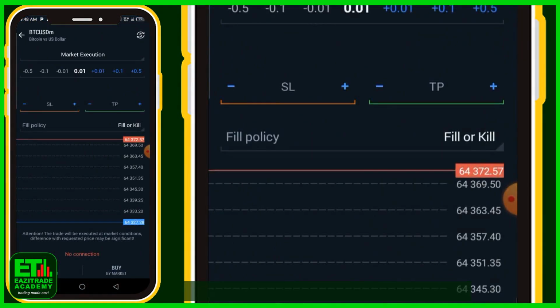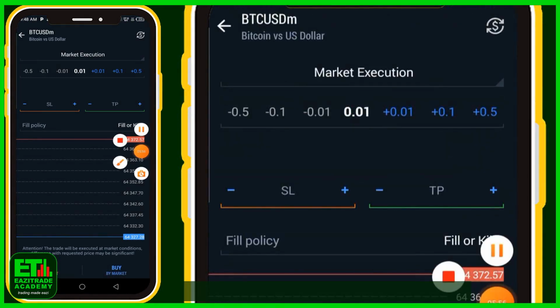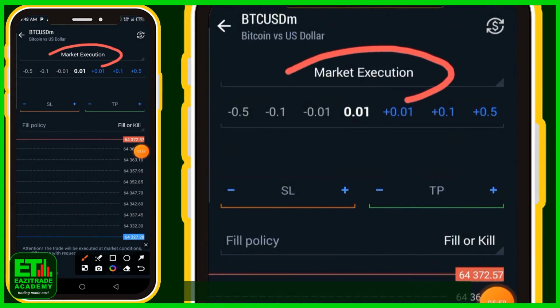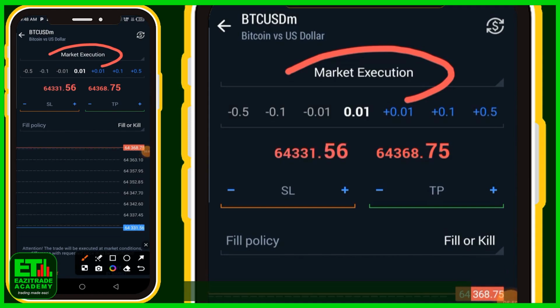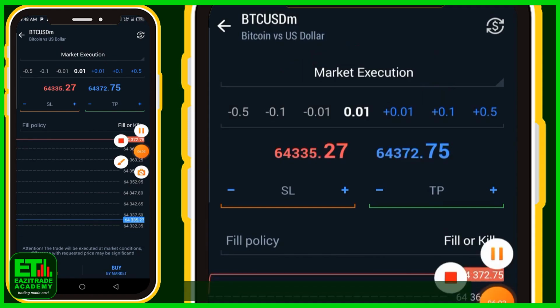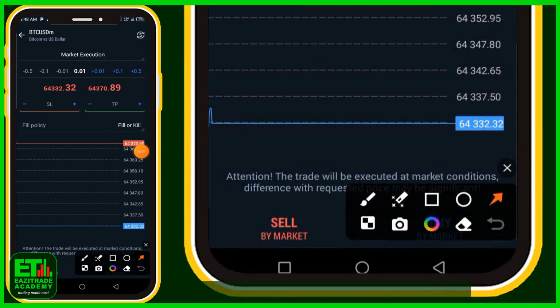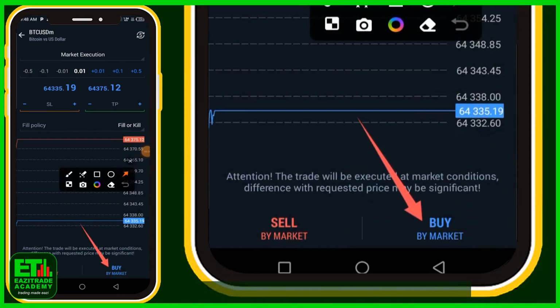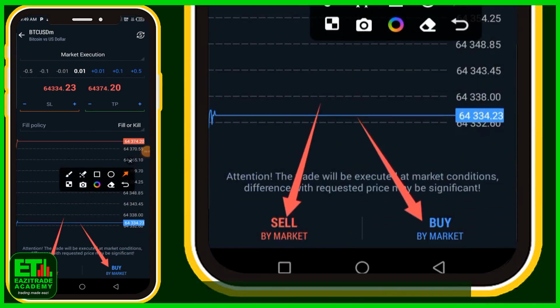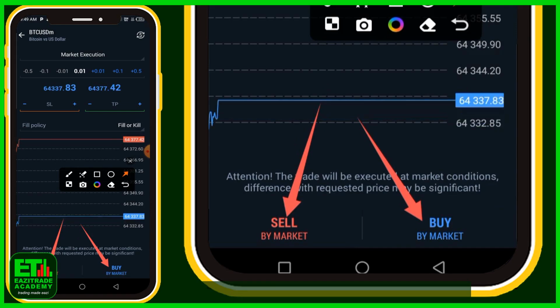And wherever I see sell now, buy now, it means that this place ought not to be changed. This market execution should be stayed that way. If it's buy now, you just click the buy by market below your account. If you sell now, you click sell by market, which is you're selling or you're buying at the current price.